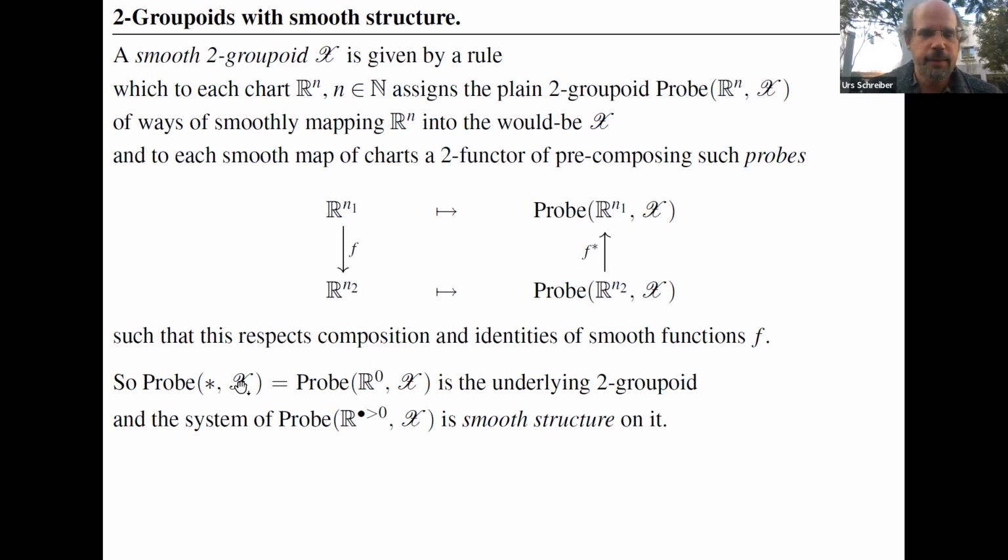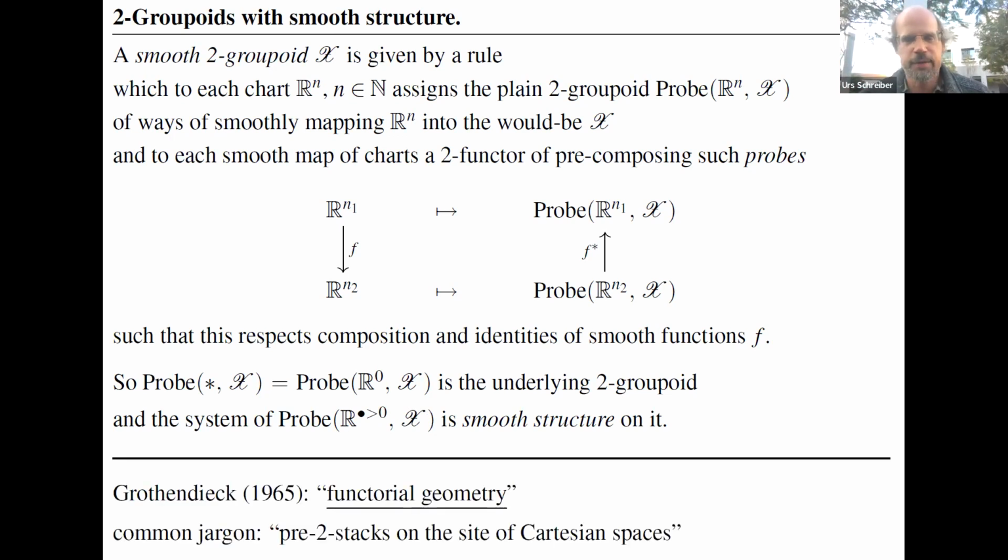So the way to think about this is we have this thing, which is really defined by what I'm describing here. It's going to be a smooth two groupoid. It has a two groupoid of probes by points. So that's just its underlying points and their symmetries. And then we have a system of how to ask what's a smooth family, say a one-dimensional smooth family of these points, or a two-dimensional smooth family of these points. And that's answered by these high-dimensional probes. And that information is the smooth structure on the two groupoid. So what I'm describing here, depending on your background, might seem a bit exotic, but this is actually what Grothendieck, starting in 1965, advertised as functorial geometry.